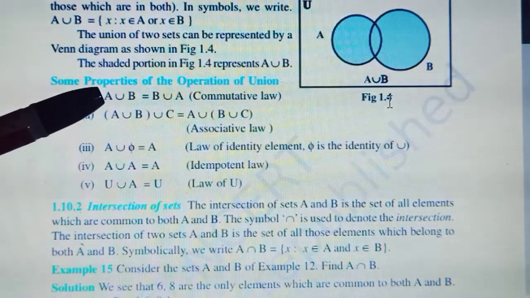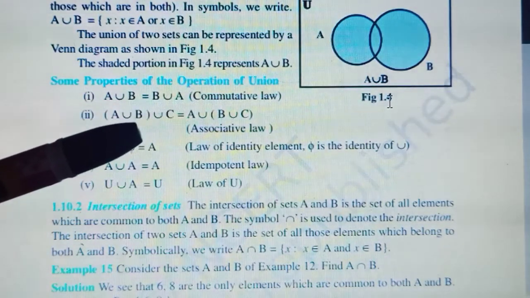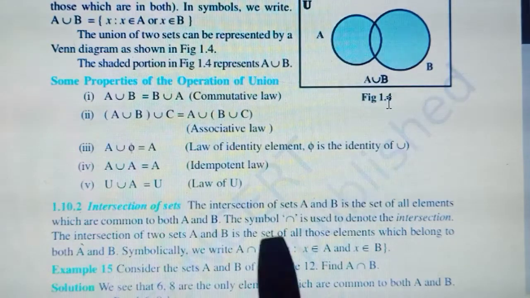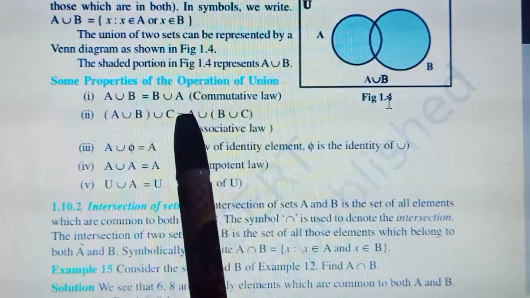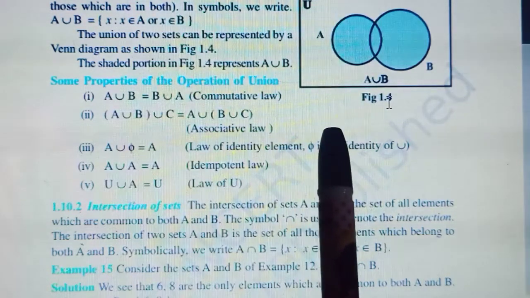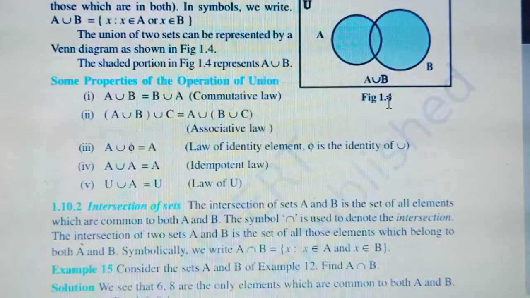Okay, so A union B will be exactly same as B union A. If you do it with the help of an example, you can easily verify that. And like for numbers, this used to be known as commutative law. Here also this is called commutative law. Addition is commutative. A plus B is equal to B plus A. Same way, A union B will be equal to B union A, commutative law.